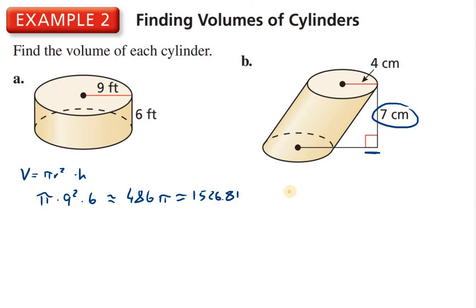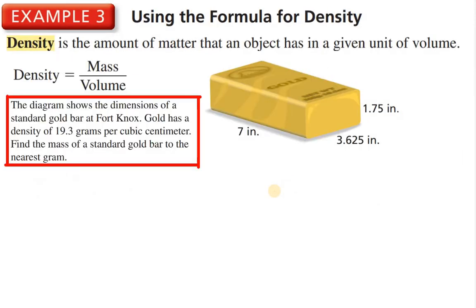Very important. So here the volume is pi r squared, 4 squared, times 7, and that is 112 pi, or approximately 351.86. Sorry, that's an ugly 6. There we go.